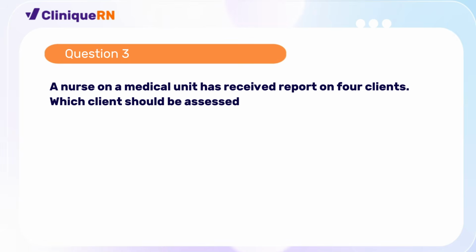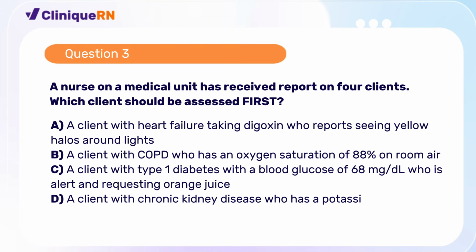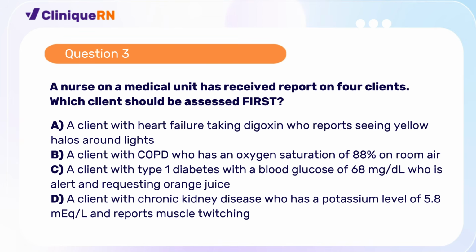Question 3. A nurse on a medical unit has received a report on 4 clients. Which client should be assessed first? A. A client with heart failure taking digoxin who reports seeing yellow halos around lights. B. A client with COPD who has an oxygen saturation of 88% on room air. C. A client with type 1 diabetes with a blood glucose of 68 milligrams per deciliter who is alert and requesting orange juice. D. A client with chronic kidney disease who has a potassium level of 5.8 milliequivalents per liter and reports muscle twitching.